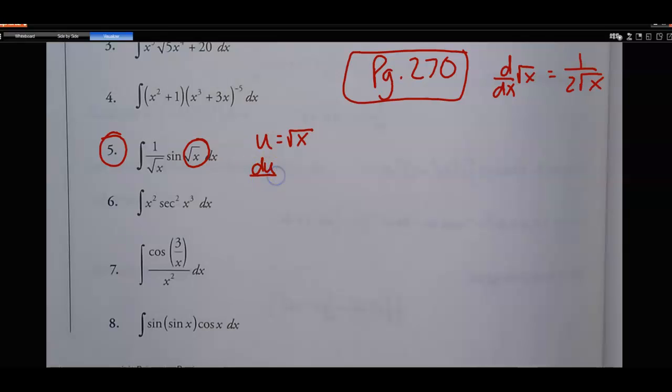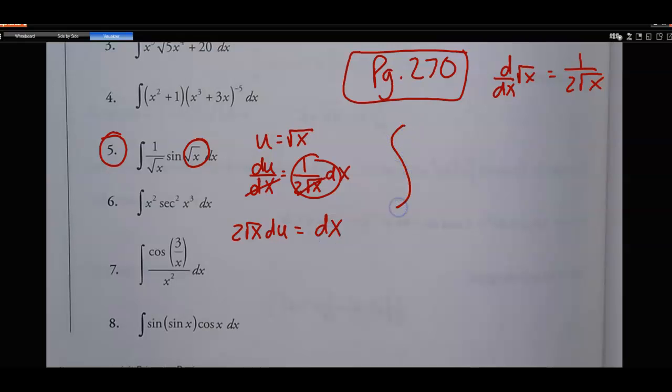I'm then going to move on to say the derivative of u with respect to x is 1/2 times the square root of x. And then I want to get dx by itself, so I'm going to multiply dx to the other side. And then I want to multiply both sides by 2 square root of x. And when you multiply it on this side, it just cancels out. So this is how we get dx by itself.